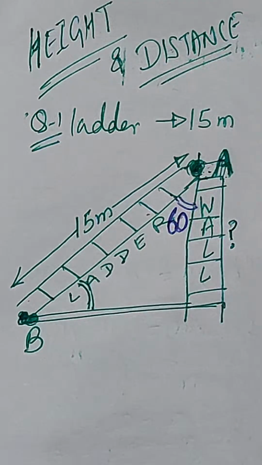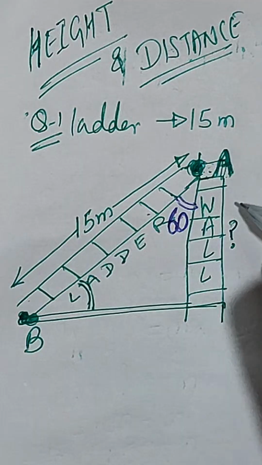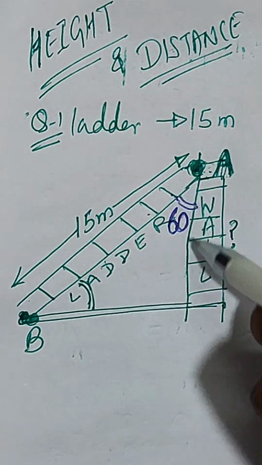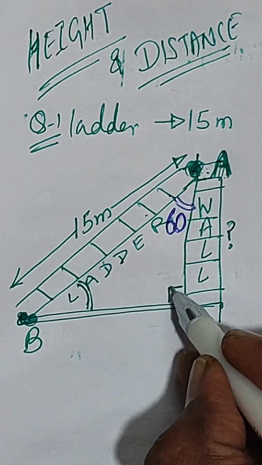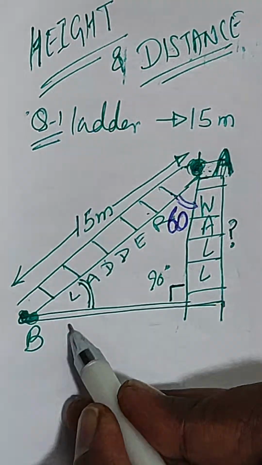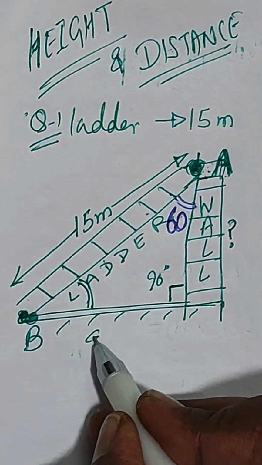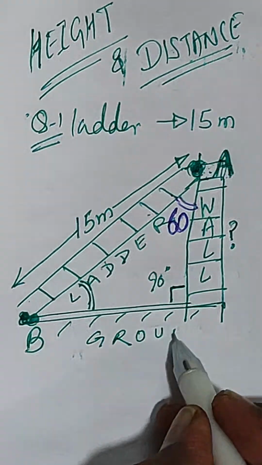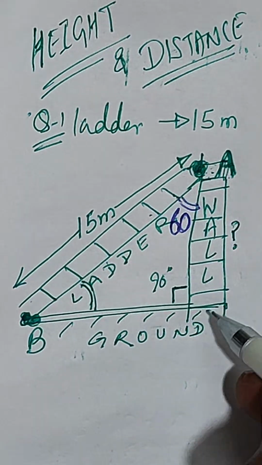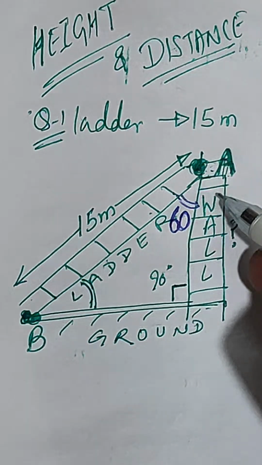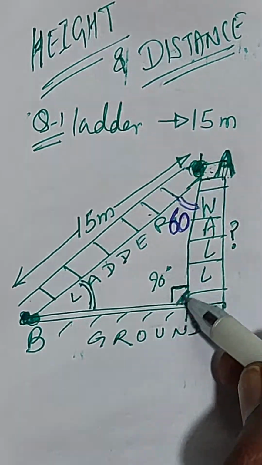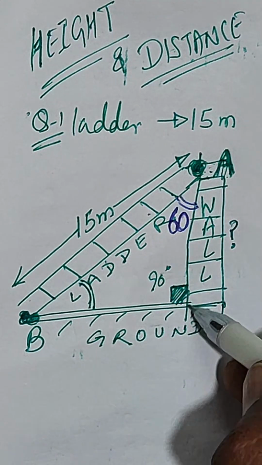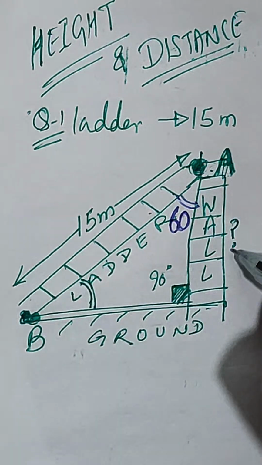Okay, in such a question, students, we first of all need to understand that the wall is definitely standing erect on the ground. So this angle will be 90 degree. If this is your ground, then on the ground the wall is standing, right? And this is the angle of 90 degree which is made on the ground. Now the height of the wall needs to be found.